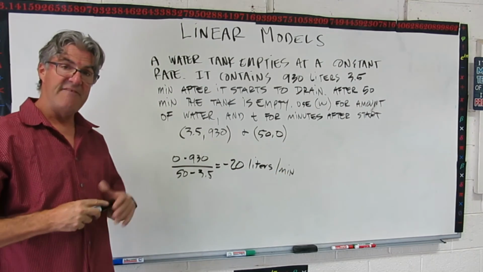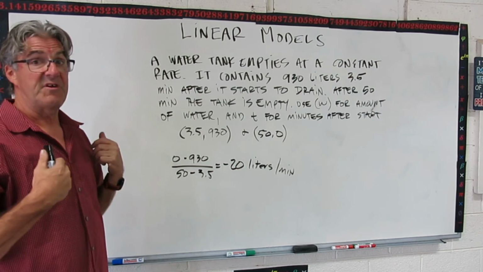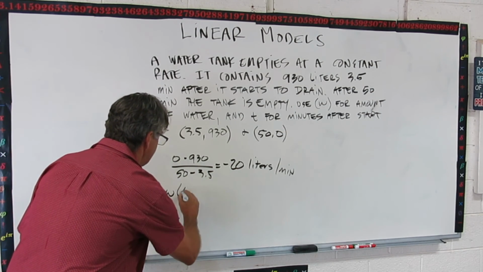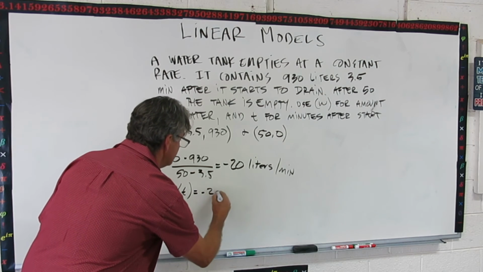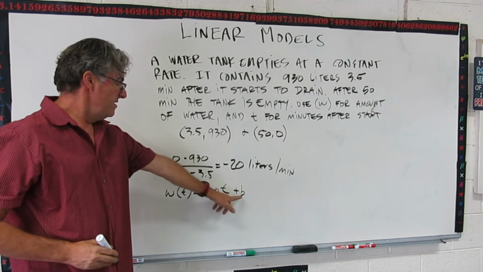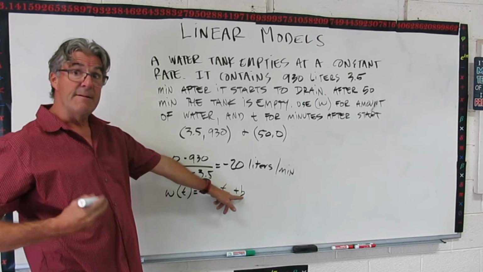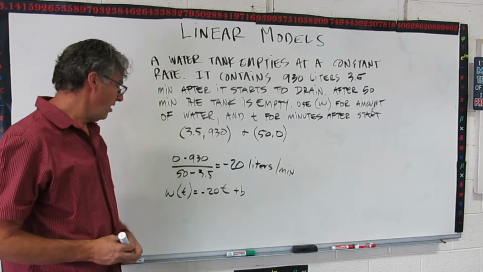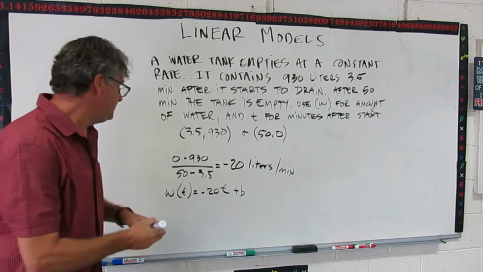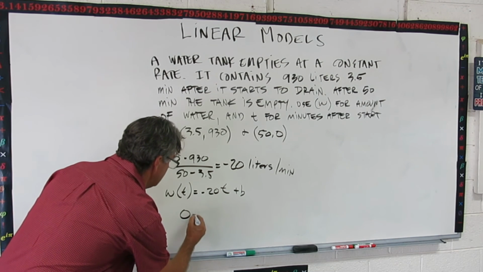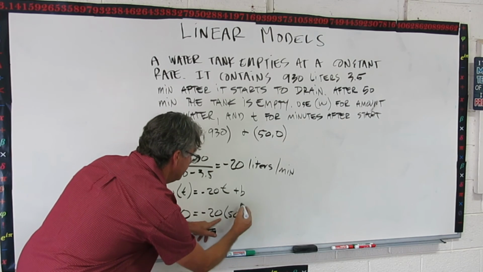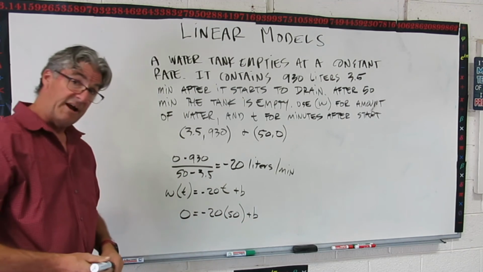Okay? So there we have that. Now we need to come up with our equation. So now that we know our slope, we can write this equation. Water level as a function of time equals minus 20t plus b. Now we don't know our y-intercept, which is actually the amount of water in the tank when we start. But fortunately we know some things. When the tank is empty, this level is 0, it's minus 20 times 50 plus b, right?